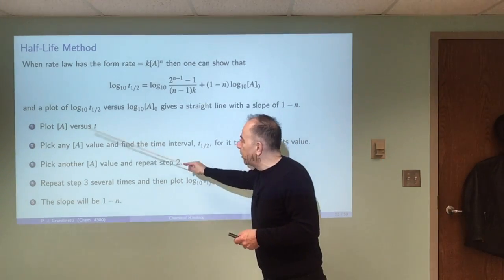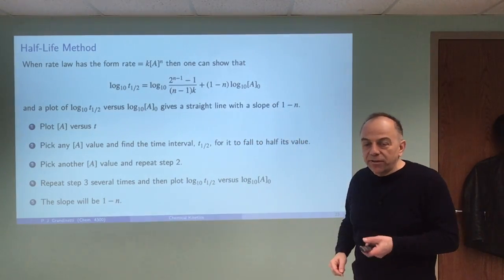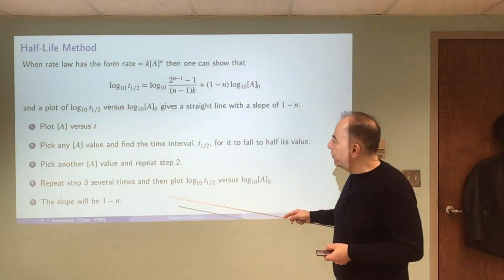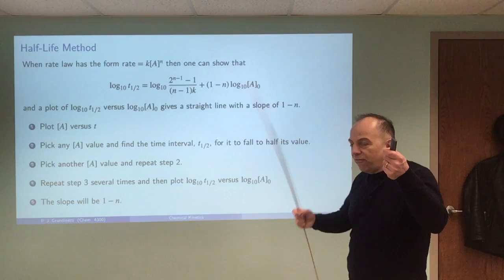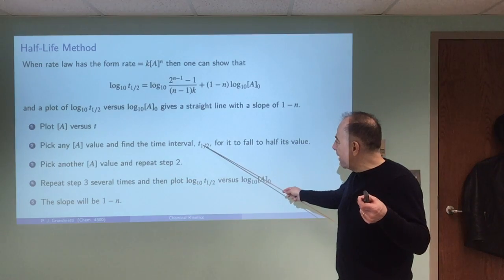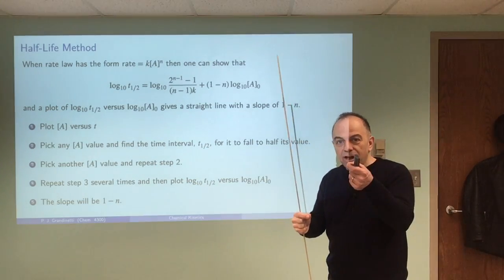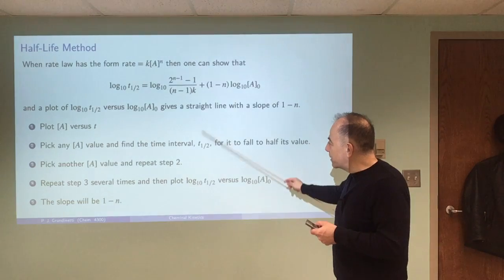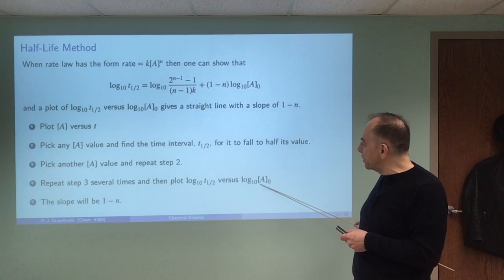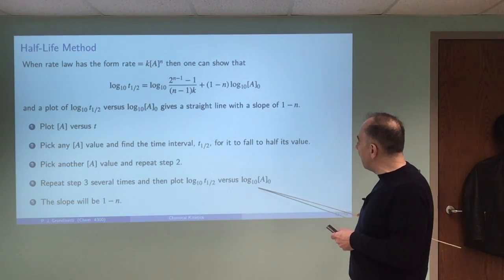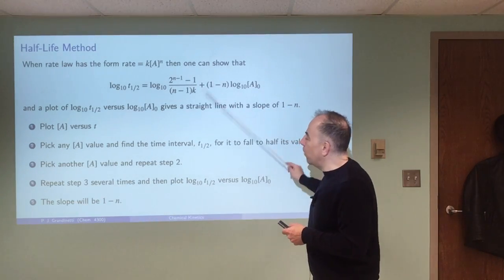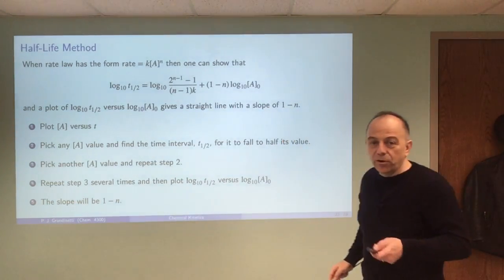So the first thing you're going to do is measure A as a function of time and plot that. Then you're going to look at the A value at a given point in time and find out when it drops to half and find out what the corresponding half-life is. You do that with another concentration of A, repeat. You do this multiple times. You end up with a list of half-lives associated with initial concentrations. If you plot the log of those half-lives versus the log of the initial concentration, then the slope will give you 1 minus n, and then you'll have the order.